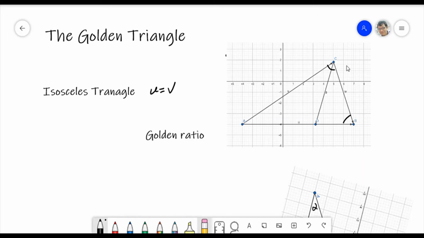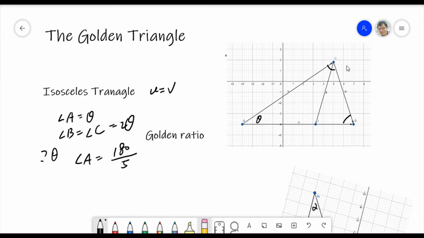They have something more special. If we make angle A theta, then angle B and angle C will be 2 theta. That's the difference, right? So angle B and angle C will be 2 theta. If you ask me what the angle for theta is, I think it's also easy. Angle A equals 180 divided by 5. Why?